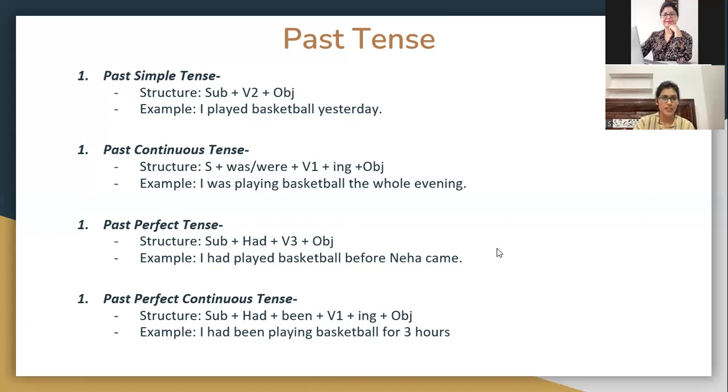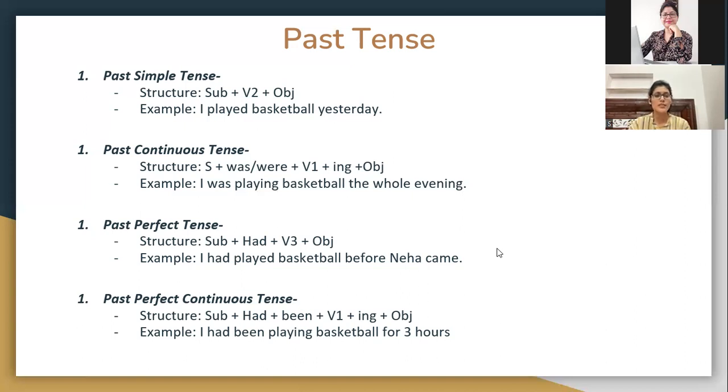And the example is, I was playing basketball. I was playing basketball means I started playing basketball in the past and continued in the past. So we use I was playing basketball.